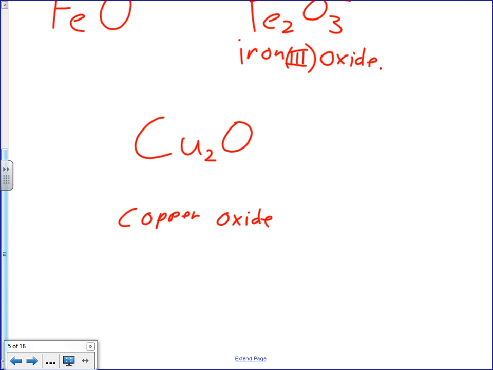So I use the nonmetal. The nonmetal has always got the same charge. So in this case, because I used oxygen again, oxygen is -2. So if I want this compound to have a charge of 0, I need to have 2 positive charges. And I have 2 copper to get them from. So what's the charge on each copper? 1.